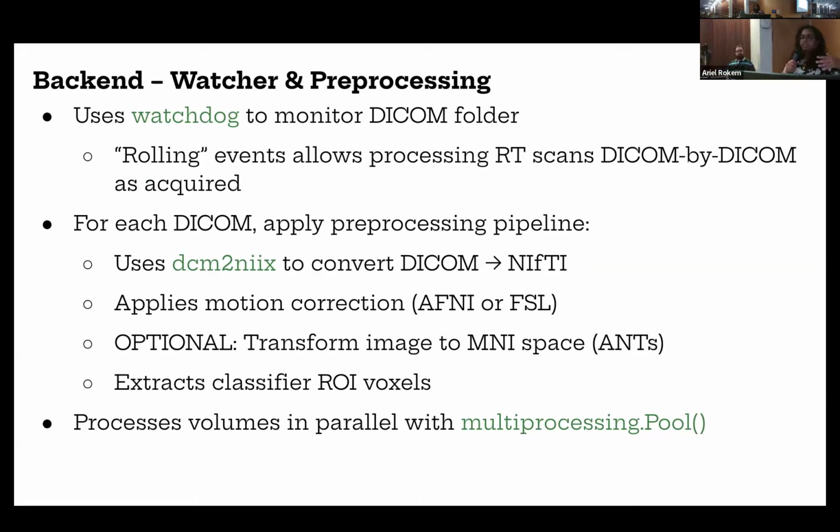We're using dcm2niix to convert it from a DICOM to a NIfTI file. We're applying motion correction, which depending on what motion correction you choose to use, it could be AFNI, it could be FSL, there's room to add more. Optionally, you can transform the image to MNI space, if you need that for your classifier, and then also extracting the classifier ROI boxes.